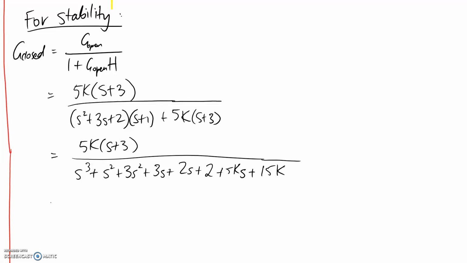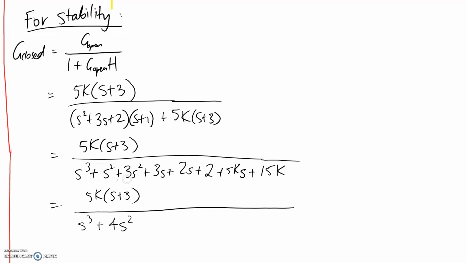And I'm going to try and make it look a little bit nicer by factorizing my different powers of s. So I've only got one s cubed term. I end up with a total of 4 s squareds. I've got a couple of things for s. I've got 5 in total here, plus I have 5k. And for the constant, I've got a 2 and a 15k.